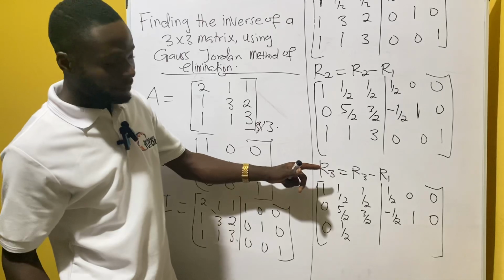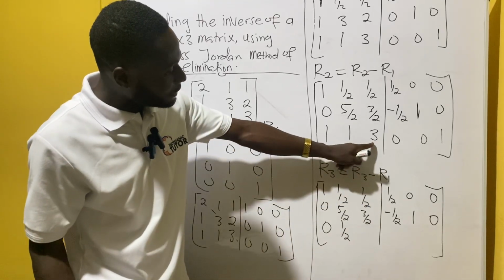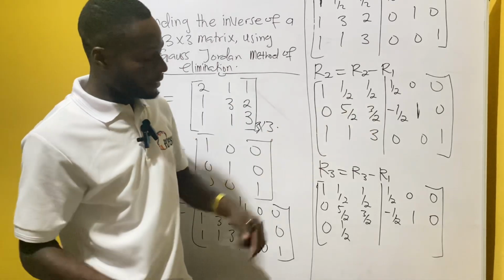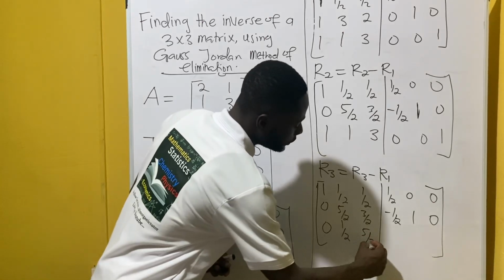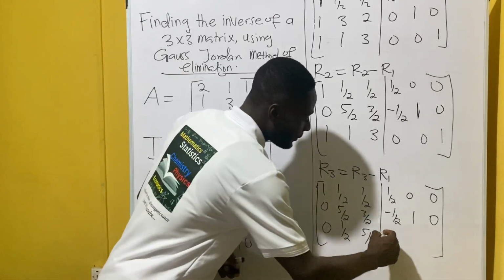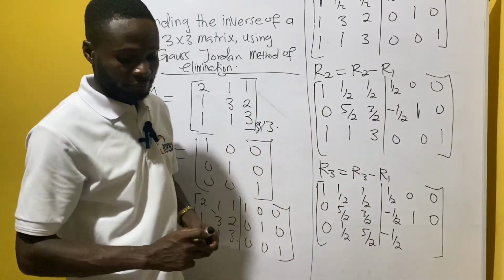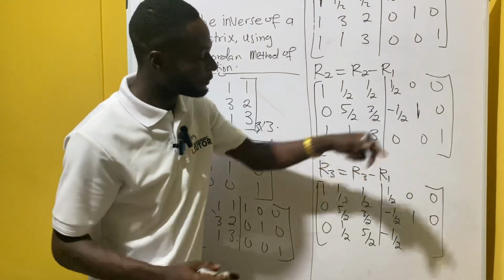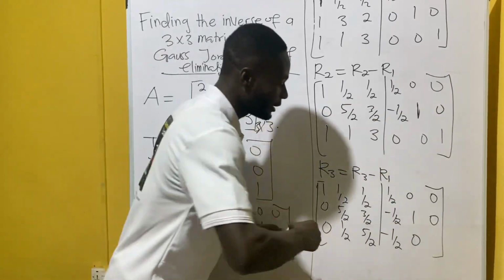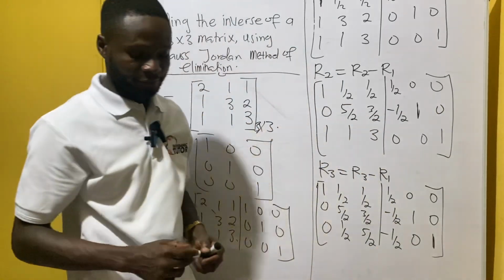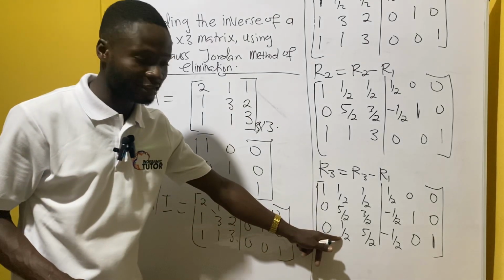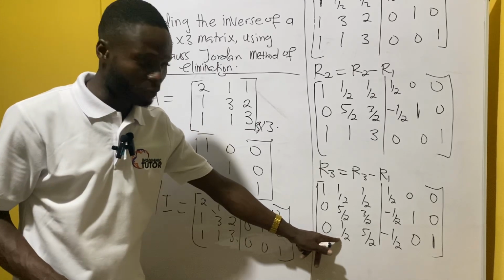Now we go ahead to the next element, 3 minus half. 3 minus half, and that is 5 on 2. Then we have 0 minus half, and that is minus half. Then we come 0 minus 0, then we have 0 right here. Then we have 1 minus 0, and that is 1 right there. So now we have to move to the second element on the third row.